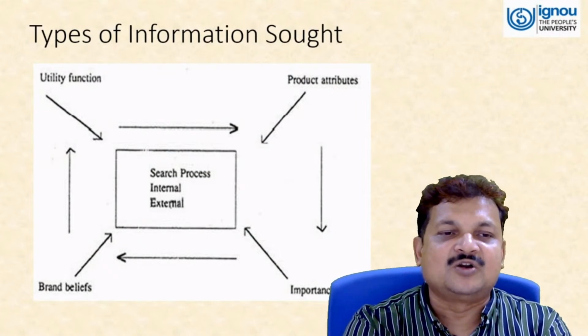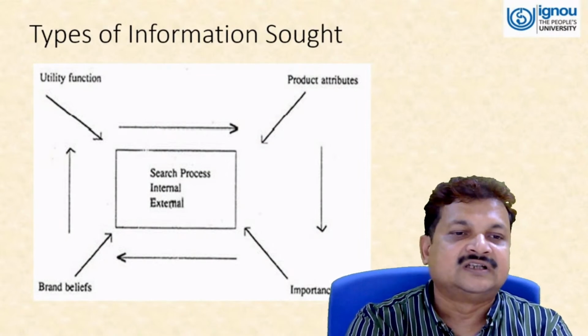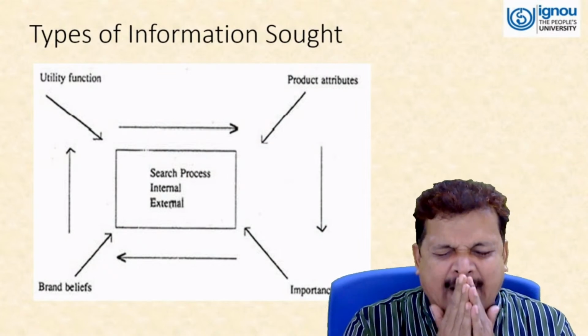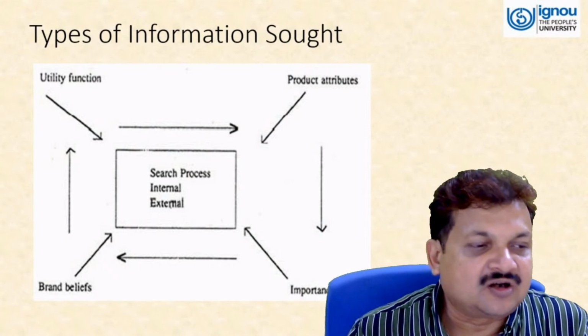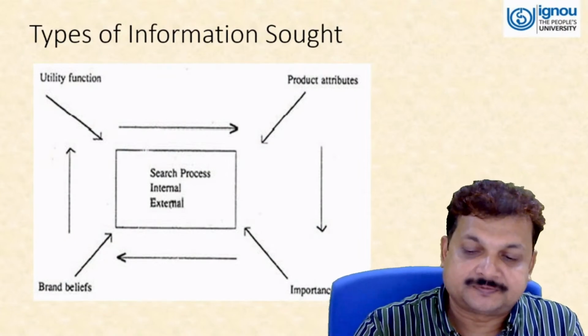But if a brand is unknown and people have not seen that particular brand earlier, and a new brand is coming and has started this new product, the consumer may or may not believe it. So that is going to happen. So that is the types of information sought.